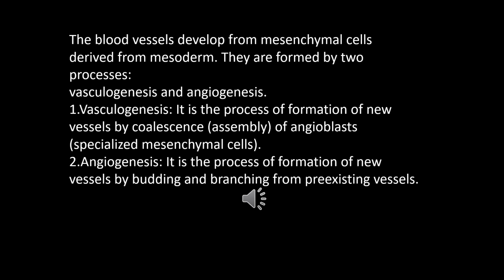The blood vessels develop from mesenchymal cells. These mesenchymal cells are undifferentiated mesodermal cells. Mesenchyme and mesoderm should not be used synonymously. They are not the same. One is undifferentiated and the other one is properly differentiated when it is called mesoderm. Nevertheless, there are two processes by which the blood vessels do develop.